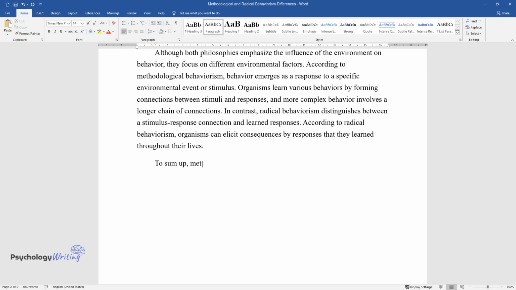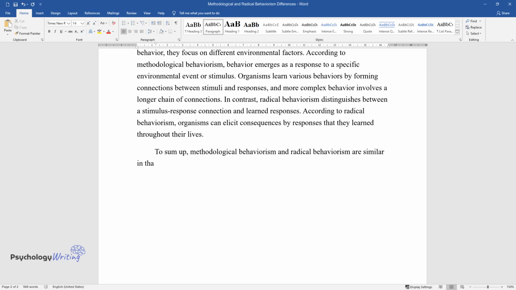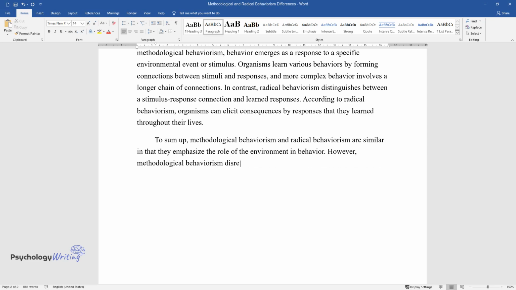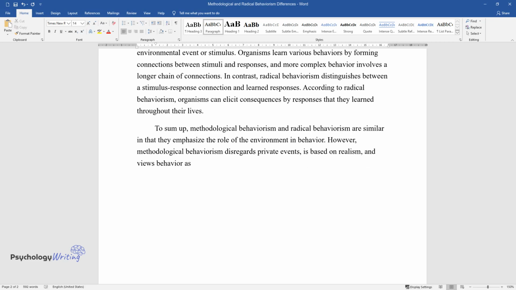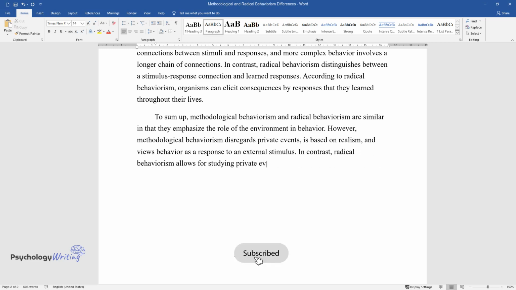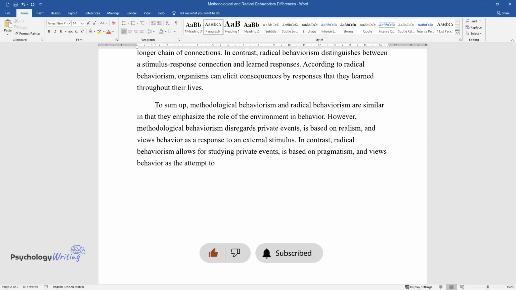To sum up, methodological behaviorism and radical behaviorism are similar in that they emphasize the role of the environment and behavior. However, methodological behaviorism disregards private events, is based on realism, and views behavior as a response to an external stimulus. In contrast, radical behaviorism allows for studying private events, is based on pragmatism, and views behavior as the attempt to elicit specific consequences based on experience.